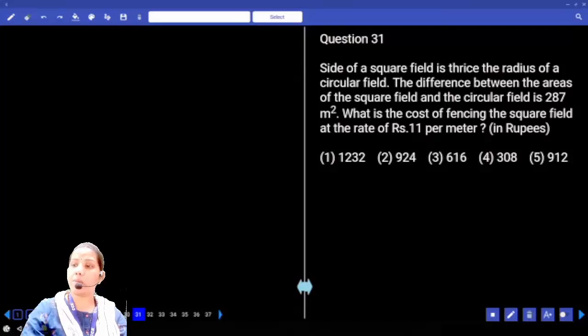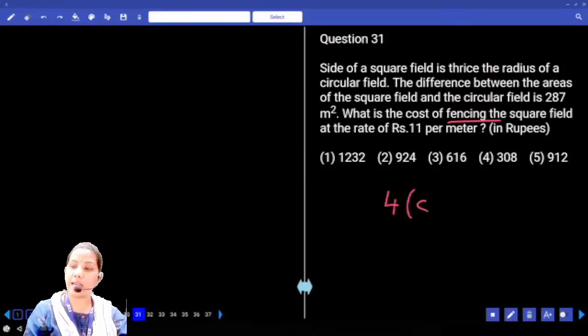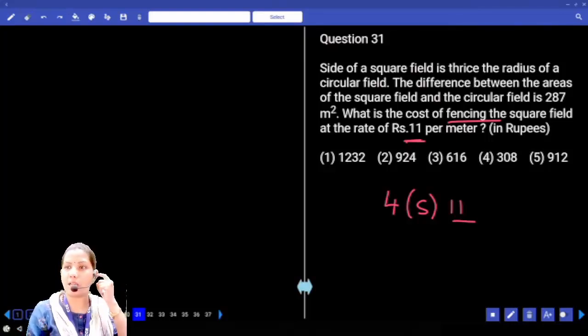Okay. Fencing means, is it perimeter or area? Perimeter. What is the perimeter of the square formula? 4 into side, and cost per 1 meter is 11. So the answer must be a multiple of 11. All options are multiples of 11.